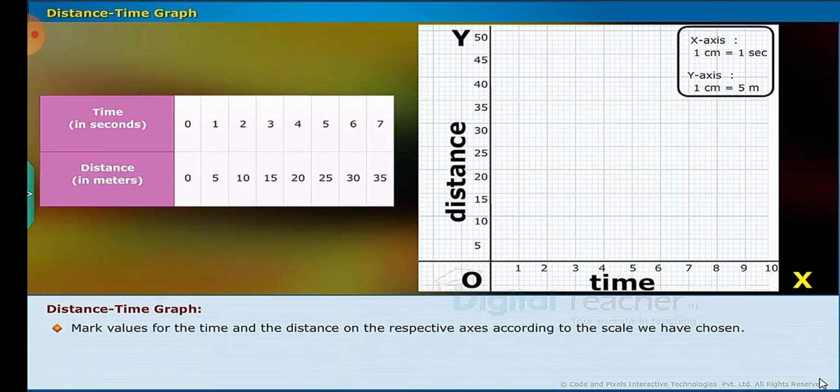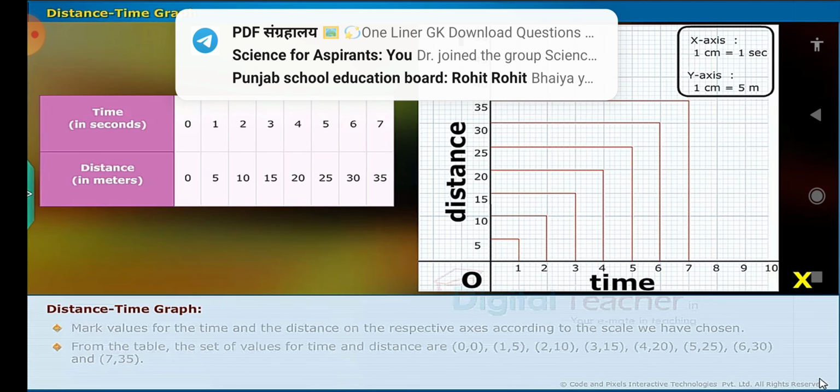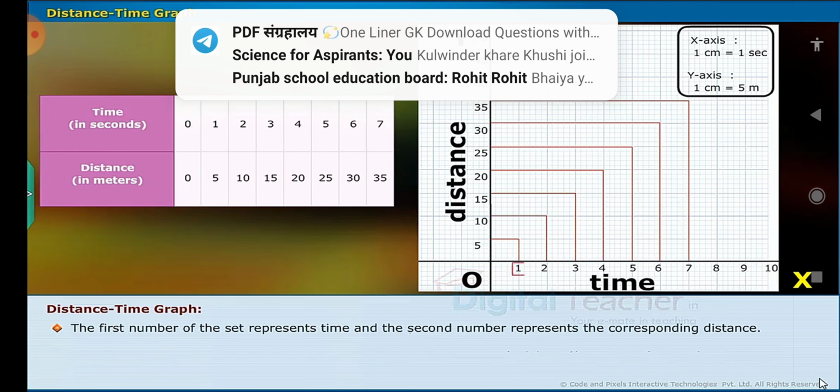Mark values for the time and the distance on the respective axis according to the scale we have chosen. From the table, the set of values for time and distance are 0, 0; 1, 5; 2, 10; 3, 15; 4, 20; 5, 25; 6, 30; and 7, 35. The first number of the set represents time and the second number represents the corresponding distance.